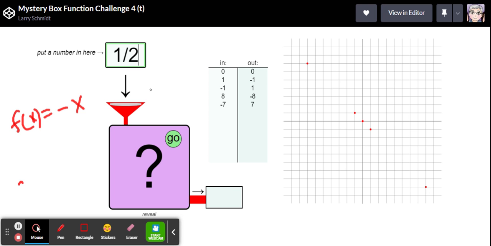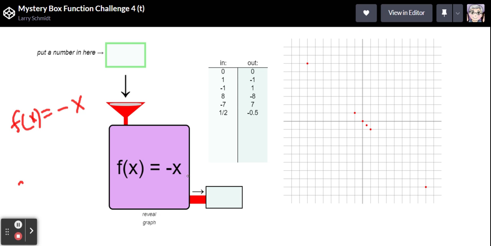Let's just try a fraction, see if anything funky happens. Put in 1/2, I should get -1/2. Yes, -1/2. It does convert it to a decimal here, but that's okay. Yeah, so I'm pretty confident that we have f of x equals -x. So I'm going to go ahead and reveal.